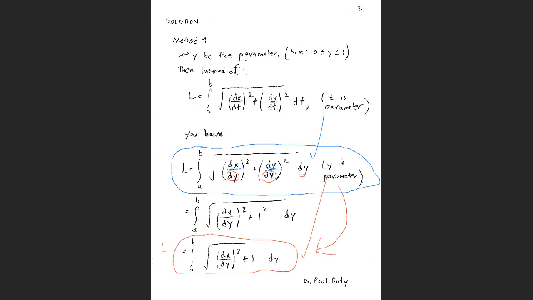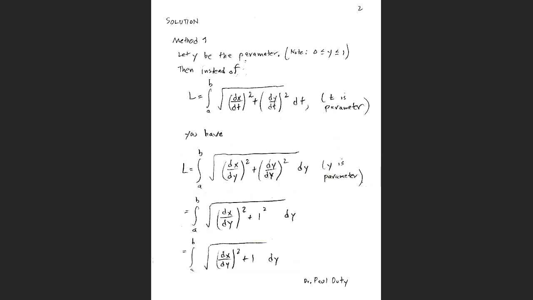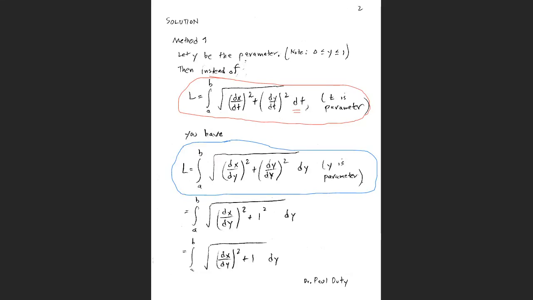Yes, question? Where did the dy over dy come from? If we look at the formulas side by side, when t is a parameter, this is your formula, and you're integrating with respect to t. When y is your parameter, just think of if y is your parameter. Oh, I see. Okay, never mind.